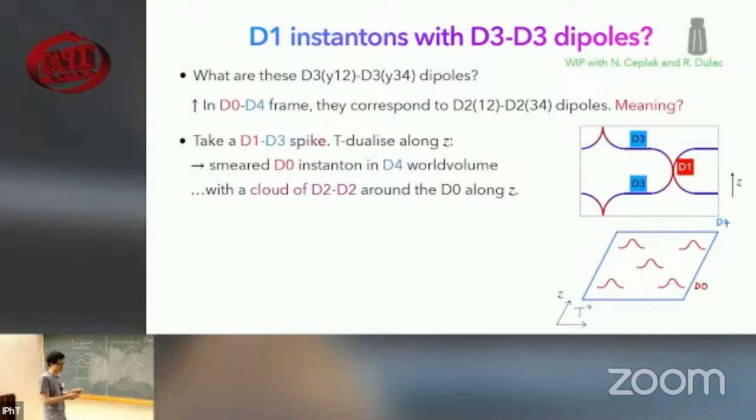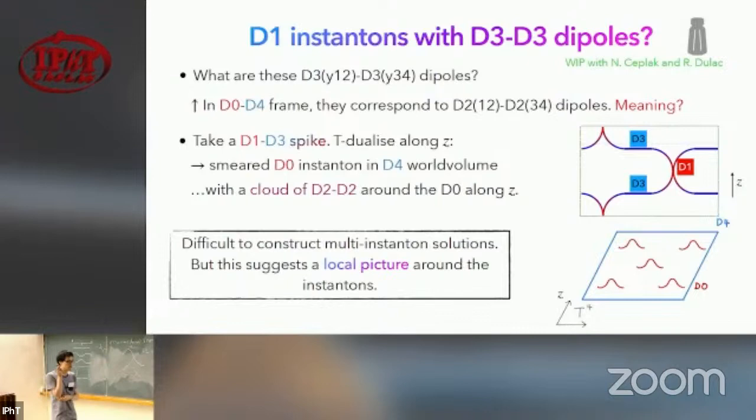Okay, so I think the message is that it's usually very difficult to construct multi-instanton solutions as long as the number of D0 branes and D4 branes is not one. But this suggests a kind of local picture around the D0 instantons. And it suggests that actually the D0 instantons are surrounded by some D2, D2 cloud that makes everything 16 supersymmetric with the 16 local supersymmetries. Okay, so end of the grain of salt slide.